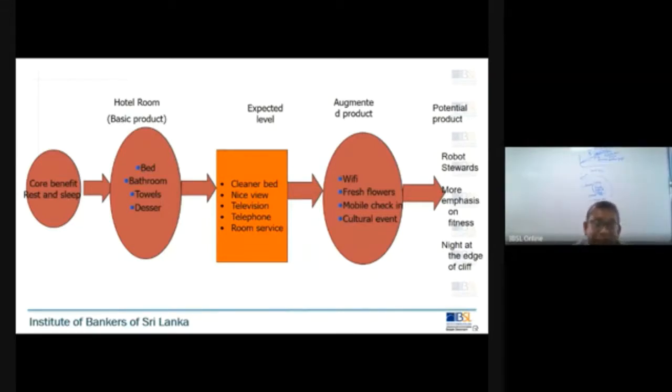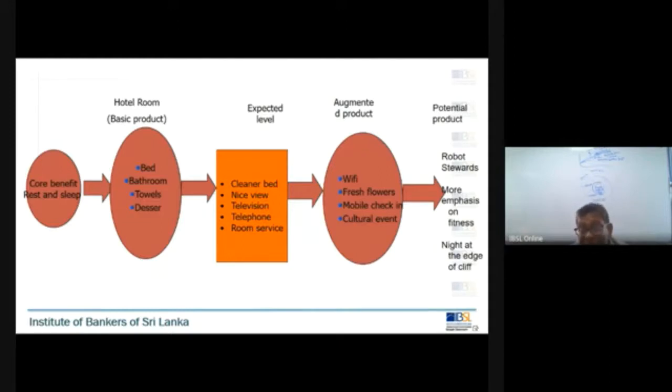Now, what is the next level? It is the basic product. For a hotel room, usually the hotel room has a bed. Then you have a bathroom. Then you may have a towel. At least all things are there. That's a basic product. That is one level of products.